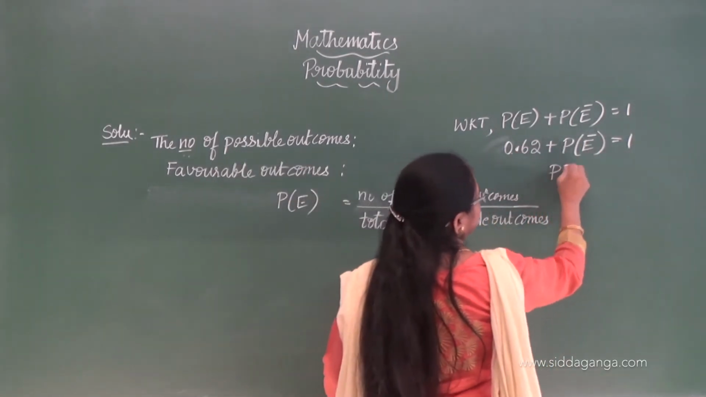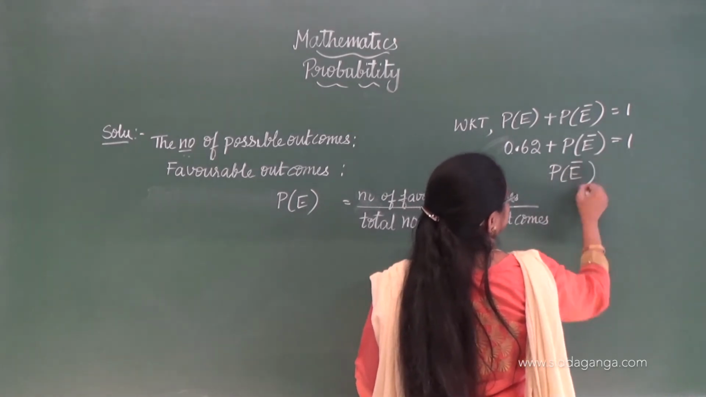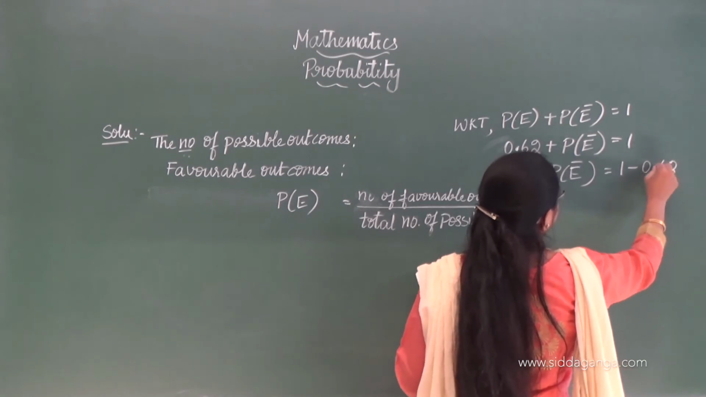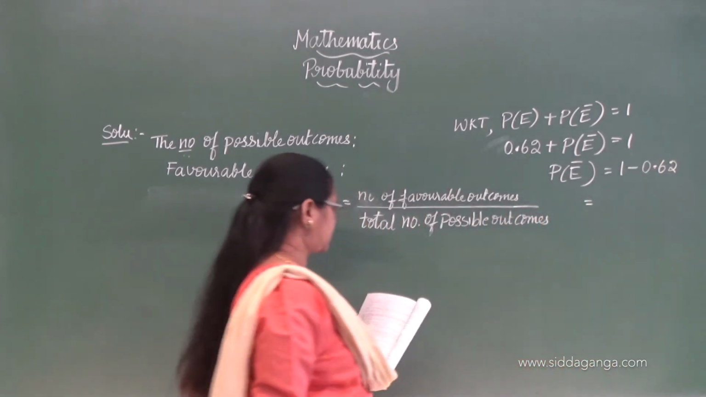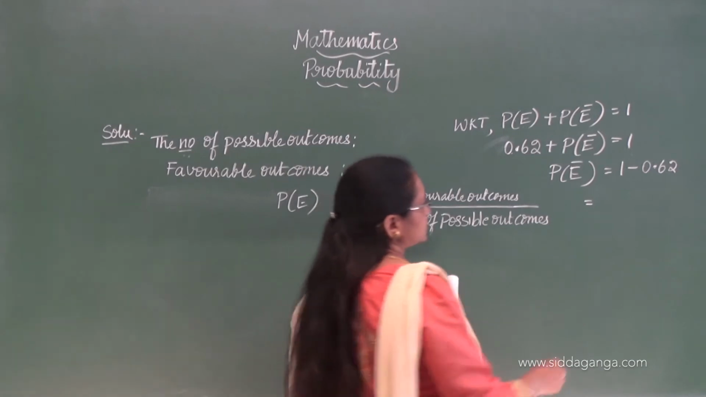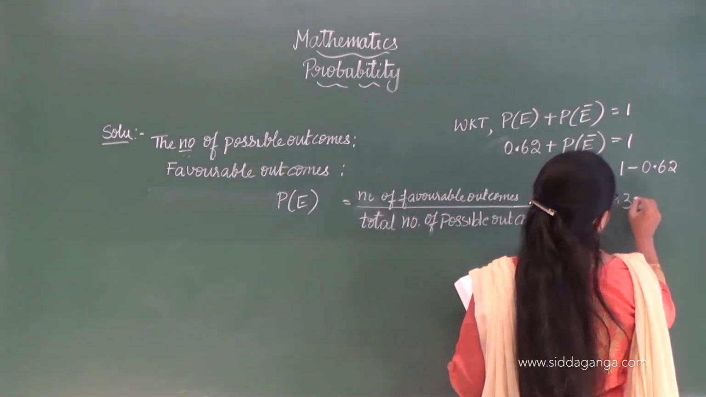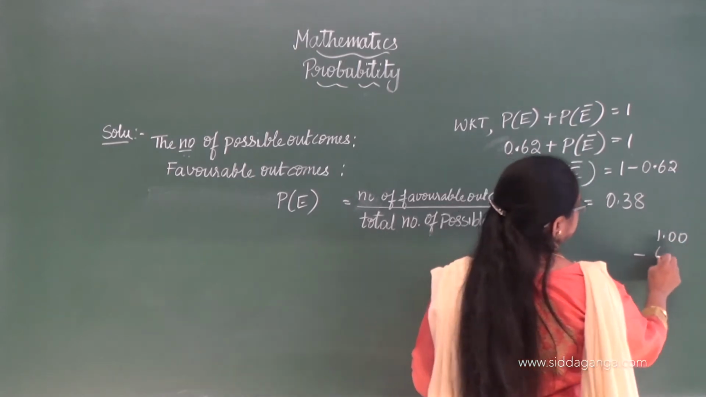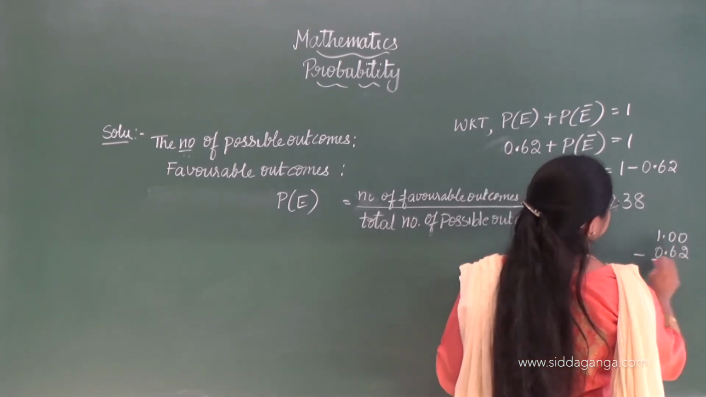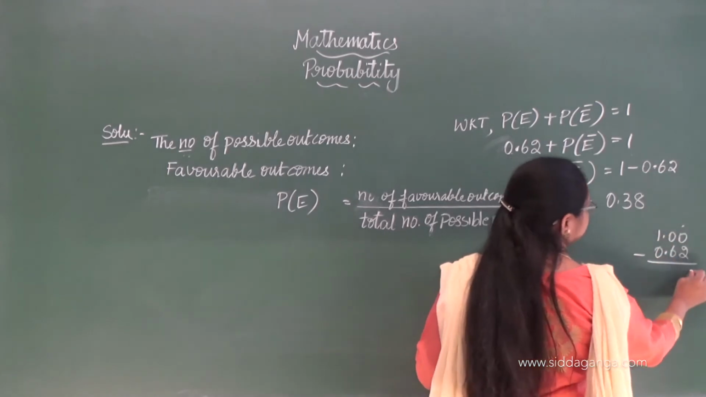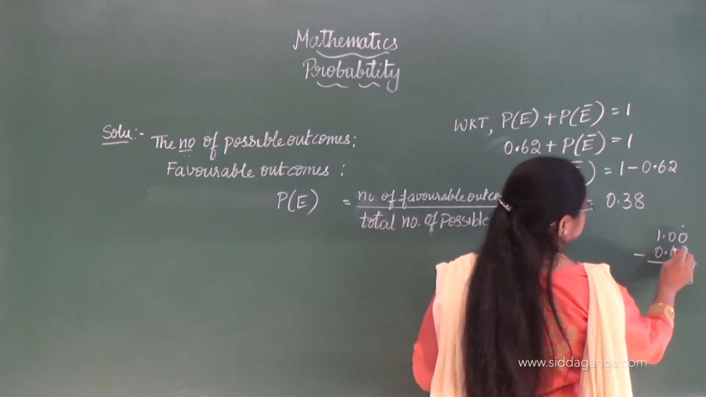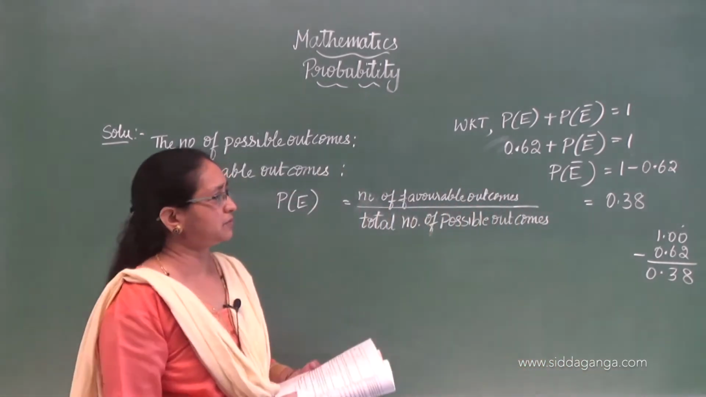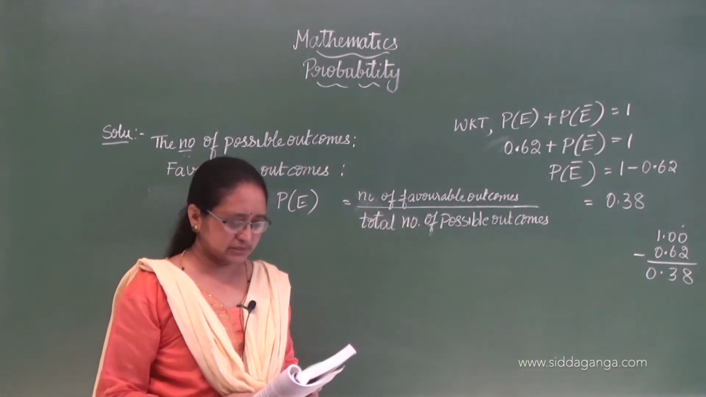So here P of E dash is equal to 1 minus 0.62. So what is the answer? 1 minus 0.62 is 0.38. You know subtraction: 10, 8, 9 minus 6, 3 and 0, 0.38. Okay. So like this you have to work it out.